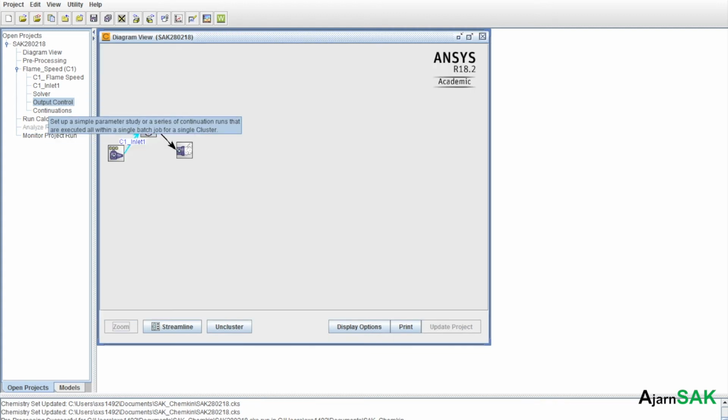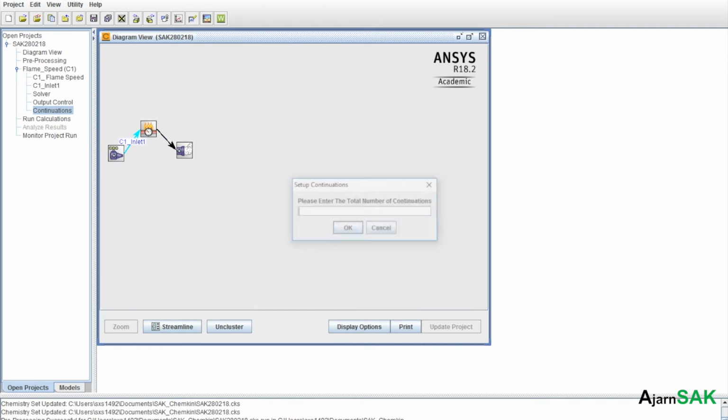Continuation. If you have two different reactors that you want to connect to each other, so reactor number 2 is using the exhaust of reactor number 1, you can connect them here. But we don't need that now. We just have one reactor.